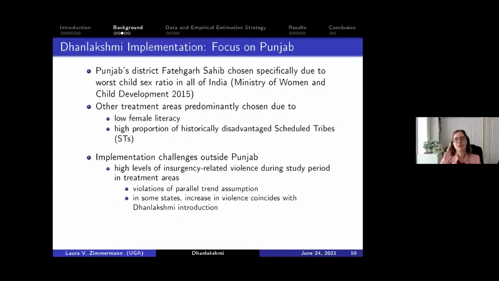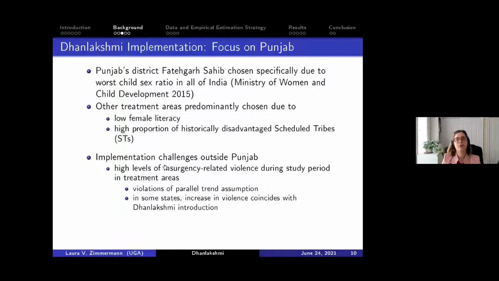Second reason is that unfortunately, even if you wanted to, it's impossible to actually estimate a causal effect in any of the 6 states outside of Punjab due to massive implementation challenges.